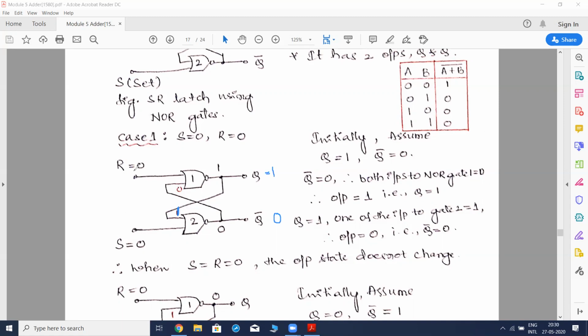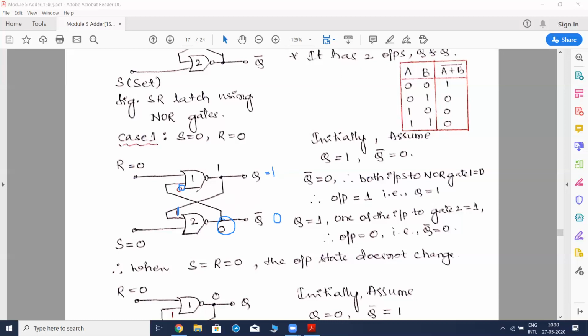So now we have taken R as 0 and S as 0. But here one of the inputs is 1. So you could see that when one of the inputs is 1, what's the output of the NOR gate? It is 0. So we have got Q bar as 0. So that 0 appears over here. So when both the inputs are zeros, from this truth table, we'll get Q equal to 1.